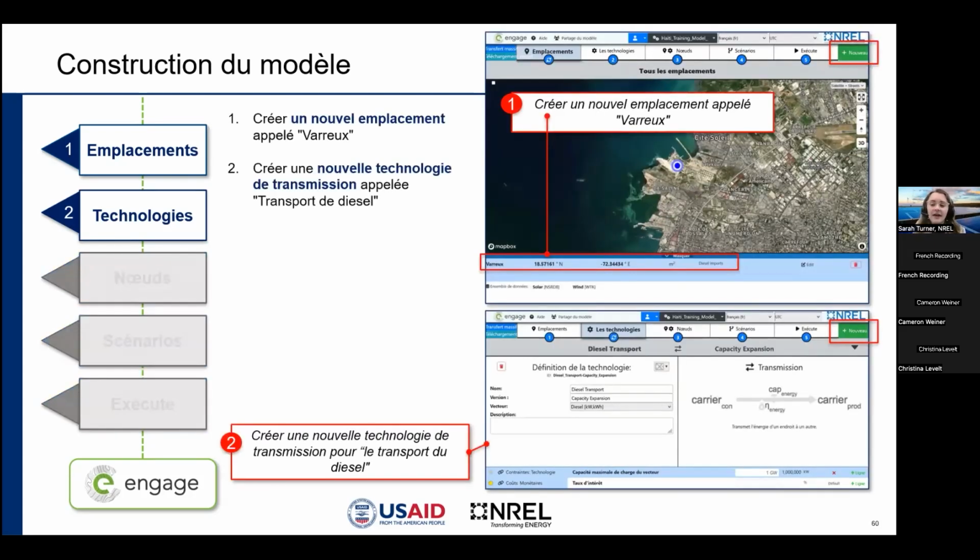For now, let's assign our diesel supply to a new location in Port-au-Prince, which we will call Verux. This means that we will also need to create a new transmission technology, following a copper plate model to connect the diesel supply to the diesel generator, which we will call diesel transport. And notice that the carrier is diesel, not electricity. Also note that we are specifying a maximum carrying capacity to make it a capacity expansion technology, not a fixed asset.